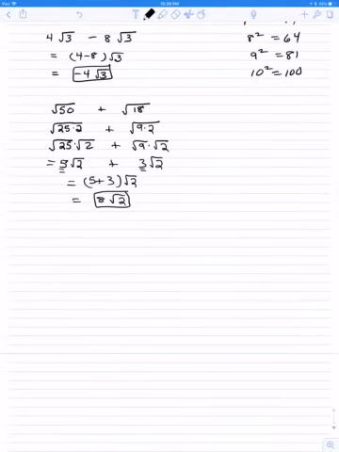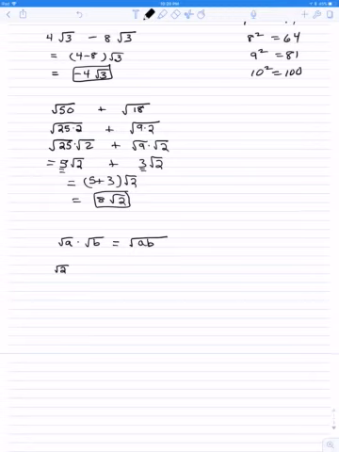Now, if I want to multiply with radicals, I'll use this property of radicals. The square root of a times the square root of b is equal to the square root of ab. So if I have the square root of 2 times the square root of 14 to multiply it, I can put it all under one radical and say 2 times 14. That gives me the square root of 28.